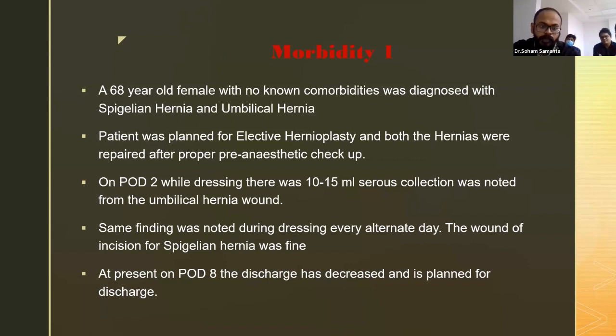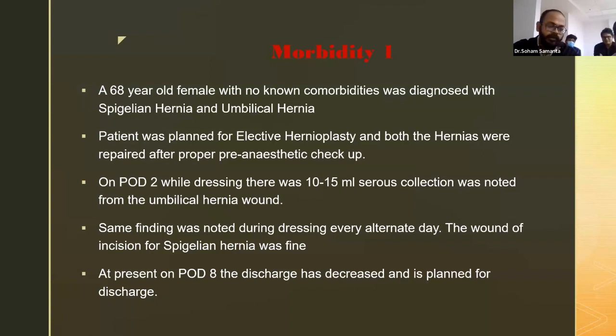On POD2, while dressing, there was 10 to 15 ml of serous collection noted from the umbilical hernia wound. The same finding was noted during dressing every alternate day. The wound incision of spigelian hernia at present is fine. At present, on POD8, the discharge has decreased, and the patient is planned for discharge.